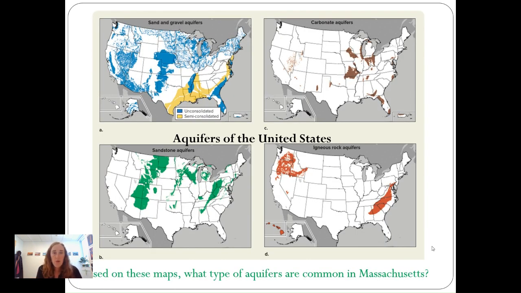Okay, so you got 4 maps here. It's showing us sand and gravel aquifers, carbonate aquifers, sandstone aquifers, and then igneous rock aquifers. So your question is based on these maps. What types of aquifers are common in Massachusetts?